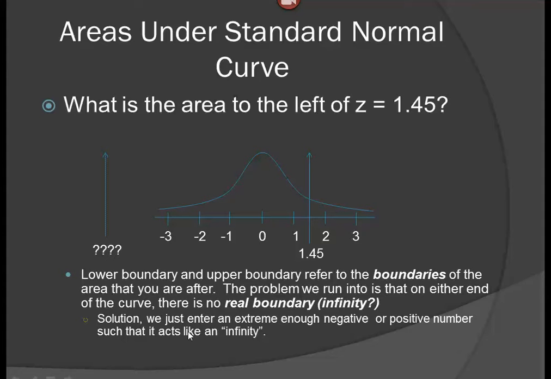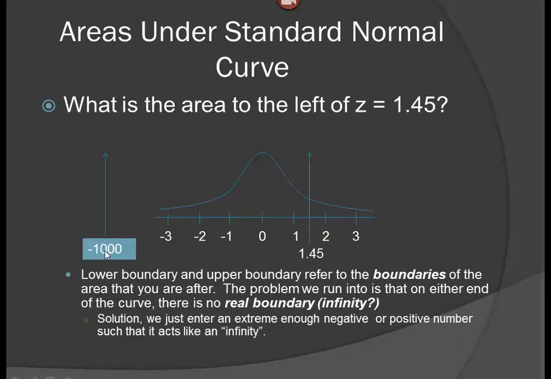So we just need to pick something that's extreme enough. Remember, once you get past negative 3, we've captured almost 99.7% of my data. So any distance we go beyond negative 3 is already pretty extreme. If we put something really big, like say negative 1,000, that will suffice. That will act as a negative infinity for our purposes.